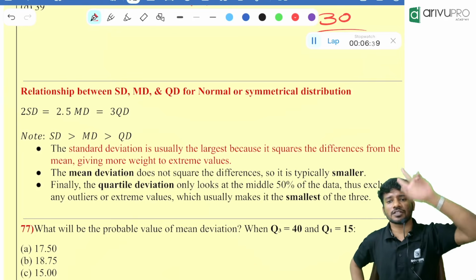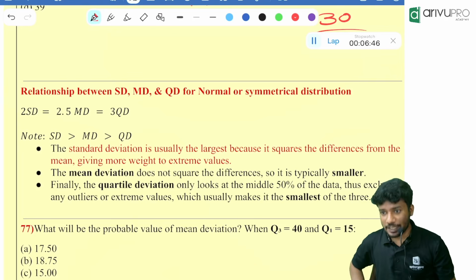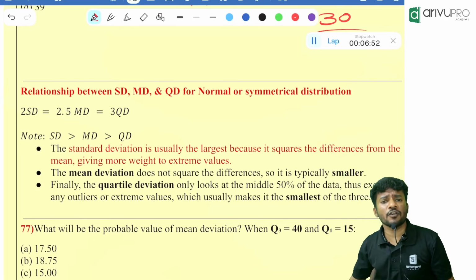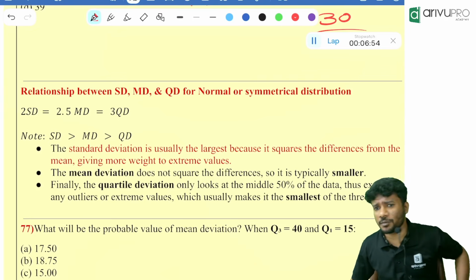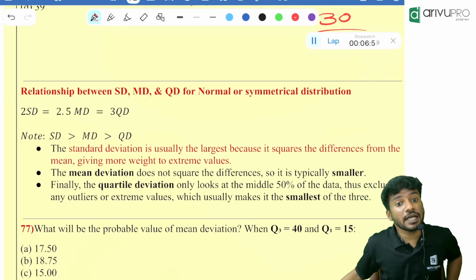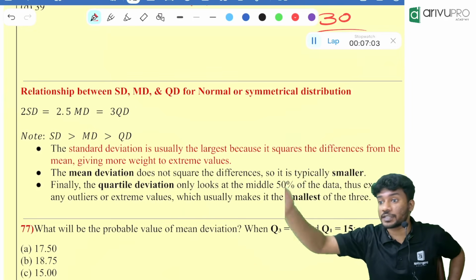Then standard deviation, two formulas. What are they? Root of sigma x minus x bar the whole square divided by n. If group data, you will multiply it with the frequency. Then one more formula was there, right? What was the other formula? Root of sigma x square by n minus x bar the whole square. Remember that formula, we will use it tomorrow for the next chapter.